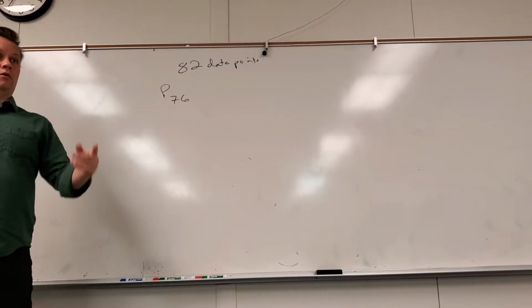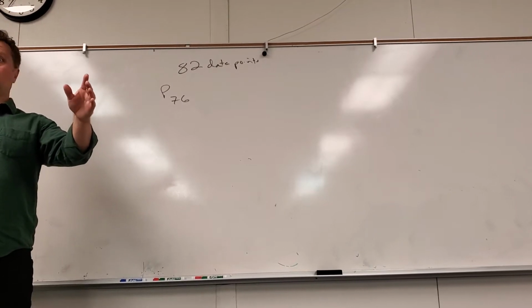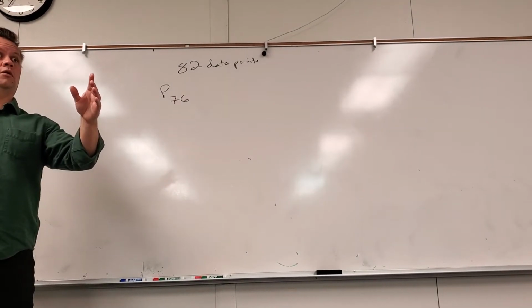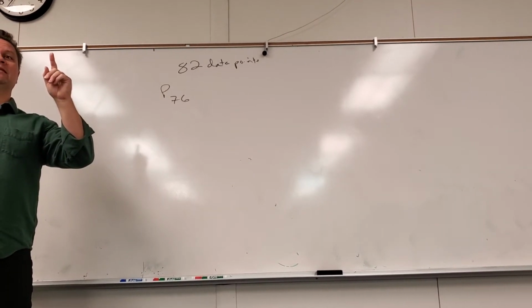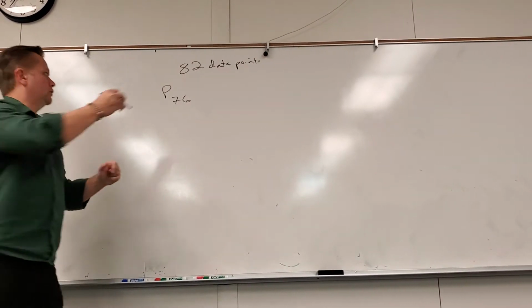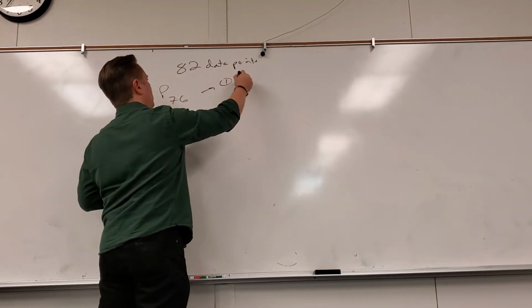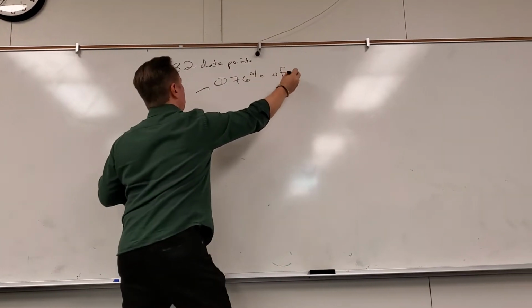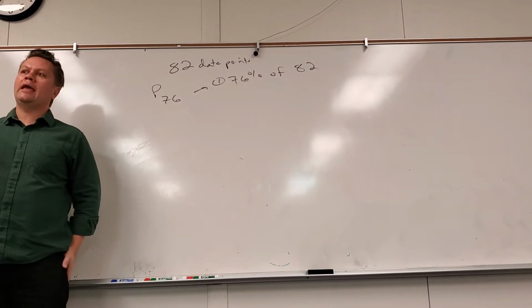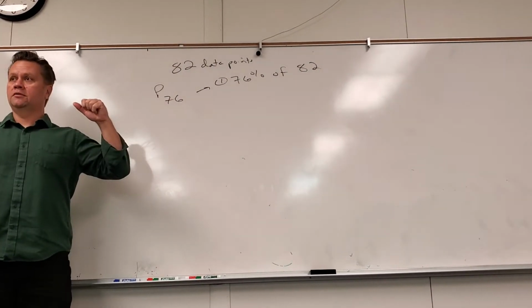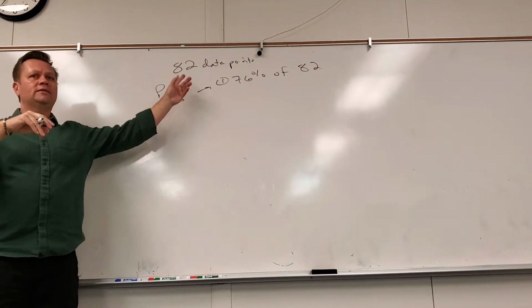Well, you get 0.76 times 82. So the first step is 76% of 82. So what they call K, you with me? Mm-hmm. Remember this? And why does that make sense?